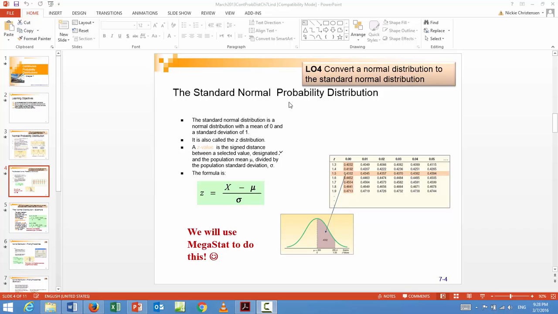Okay, the standard normal distribution has all the characteristics of the normal, plus these two additional characteristics. The mean of the standard normal is always 0, and the standard deviation is always 1. That makes sense because it's a theory. It doesn't exist in real world data pools, so it makes sense that its mean is always the same and its standard deviation is always the same. We can also call it the Z distribution.